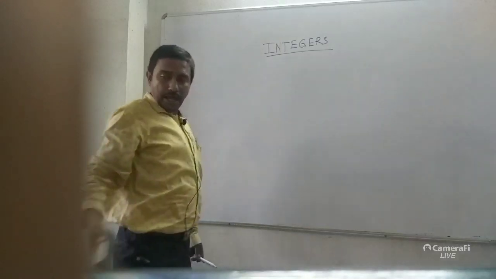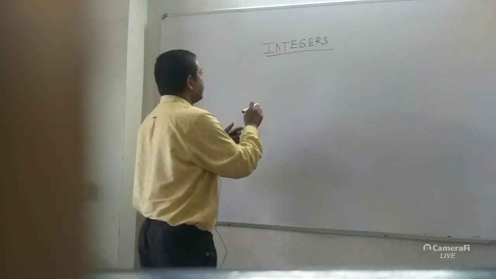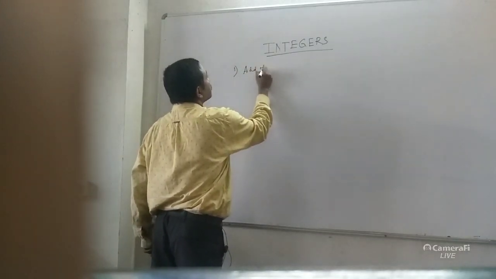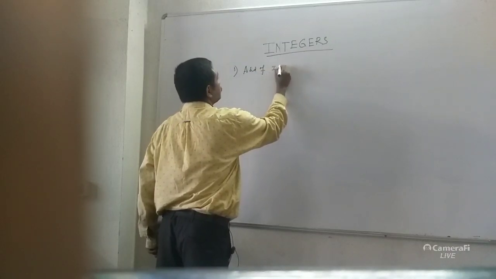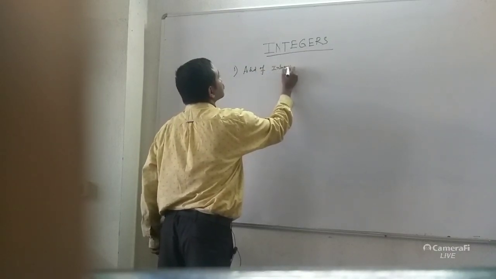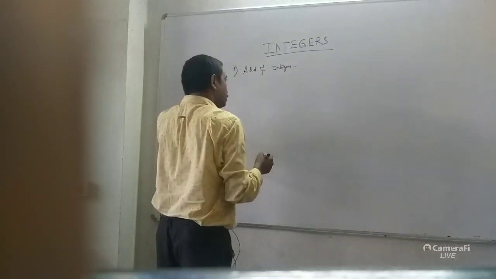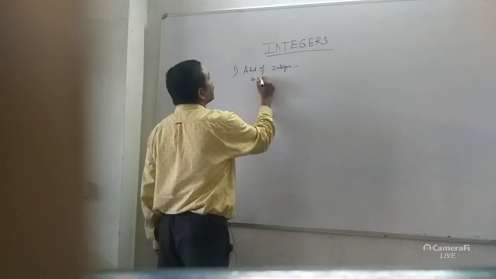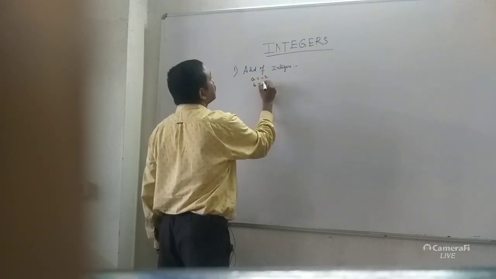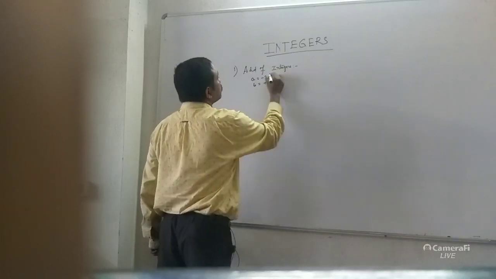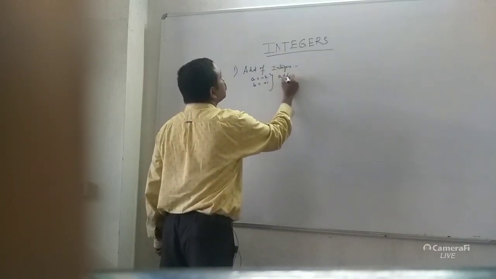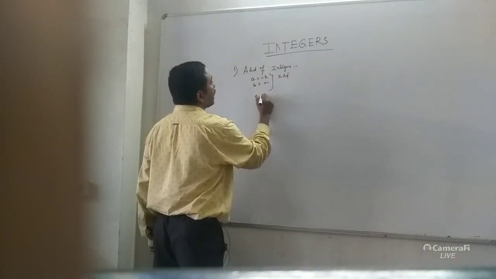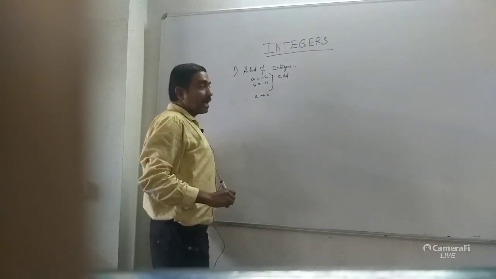Next I will discuss addition of integers. How do you add integers? The most important thing: suppose integer a is given as minus 2 and b is given as plus 1. Now you are asked to add these values. How do you do the addition of these numbers? You first write a plus b. So you add, write a plus b.